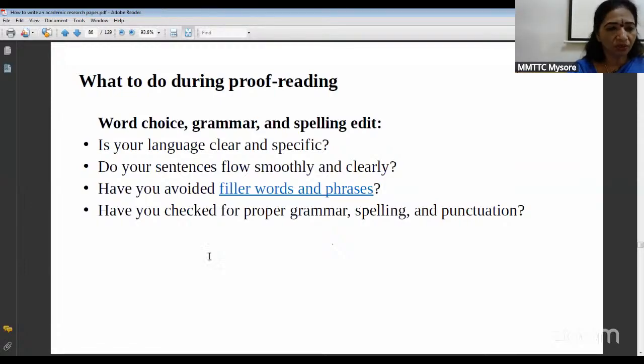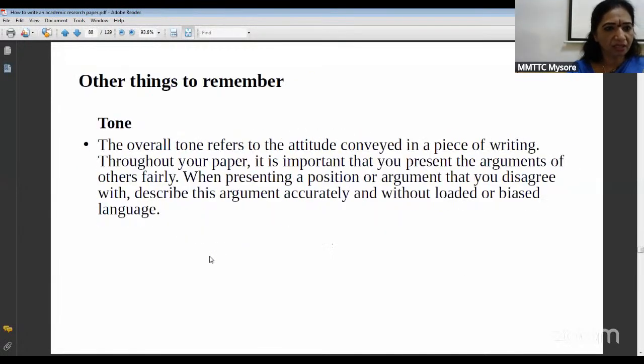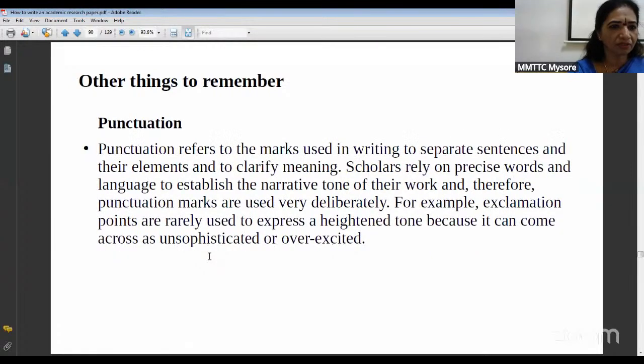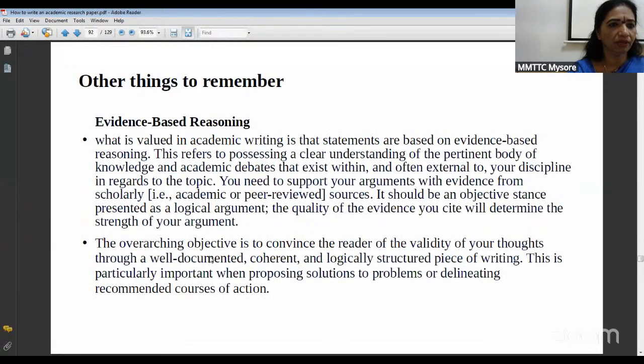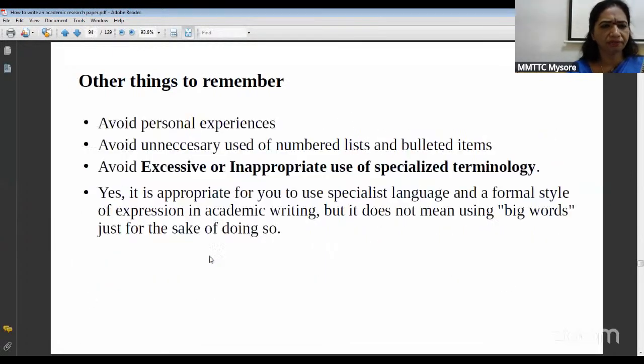Okay. So I will skip all these things, because my student has made a very, very elaborate presentation.